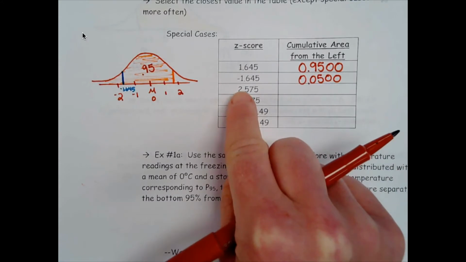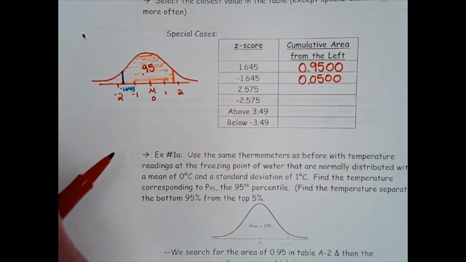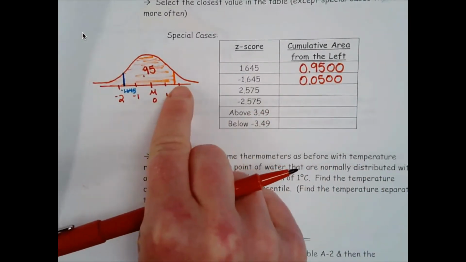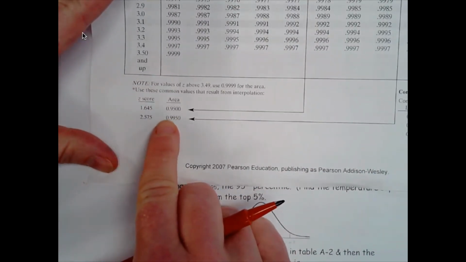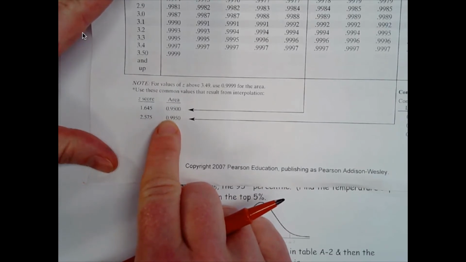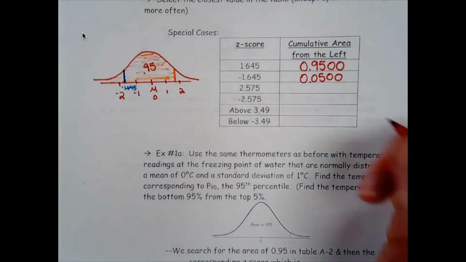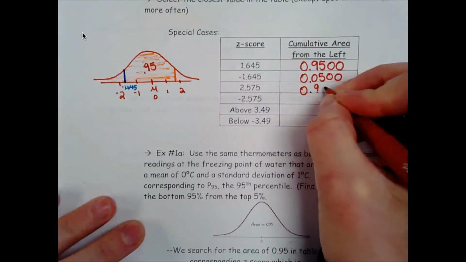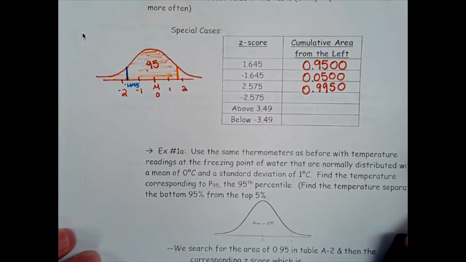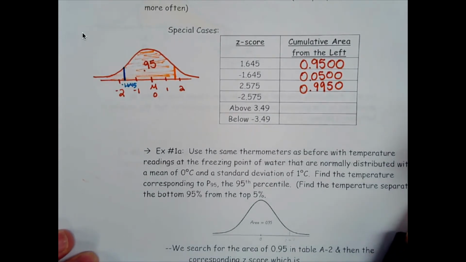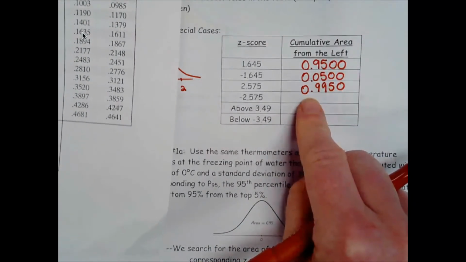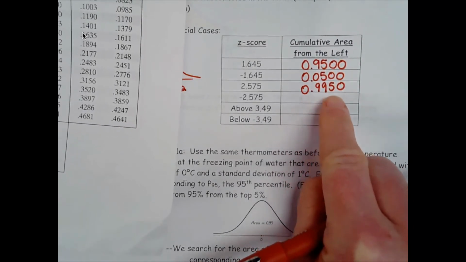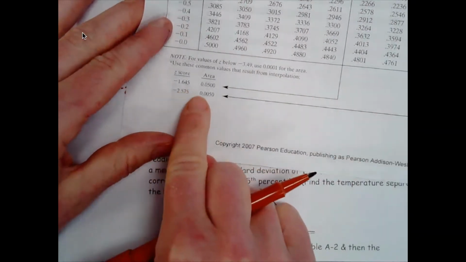And then the other one, let's do 2.575. That's really far over here, and this is on the positive side. What that represents is 0.995, 99.5% is the probability, so 0.9950. The complement to that, if we subtract it, is 0.005, which it shows you on this table too, 0.005.